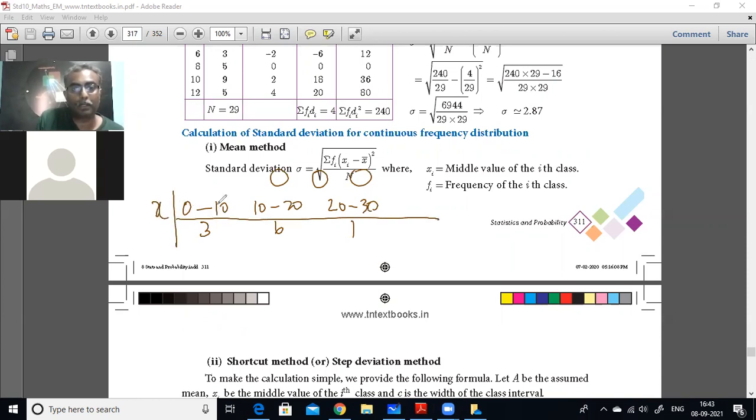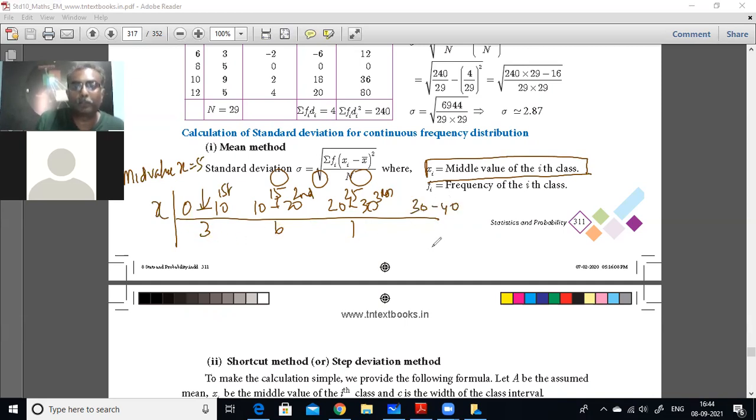So X will be 0 to 10. Which one is X, 0 or 1 or 2? You have to take the mid value. Mid value will be X. So X equal to 5 here, X equal to 15 here, X equal to 25 here. Like that you have to take. Now that will become X of i. Then what is the formula? X of i is equal to the middle value of the ith class. This is first class, this is second class, this is third class. Like that the class keeps going: first, second, third, fourth, ith class. So 30 to 40 is the fourth class, i is equal to 4. That is why it's called the ith class.